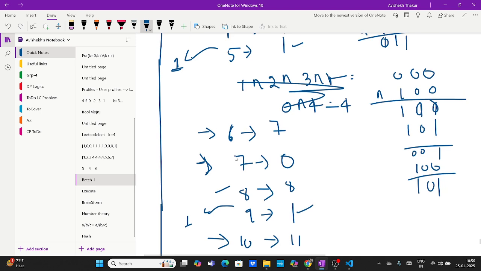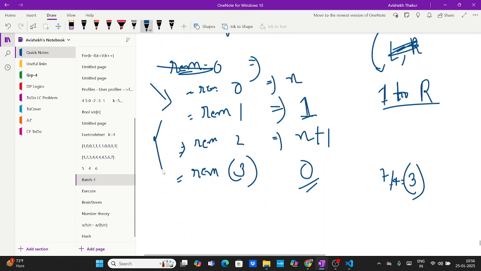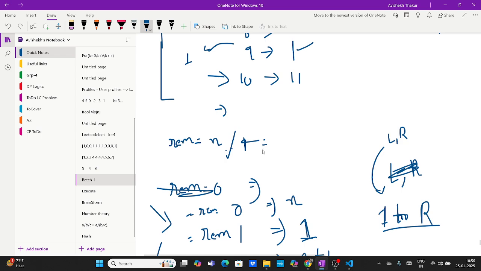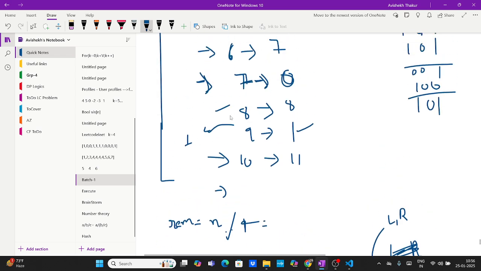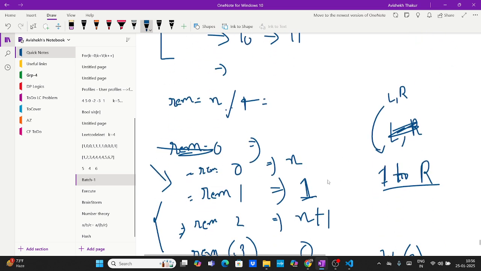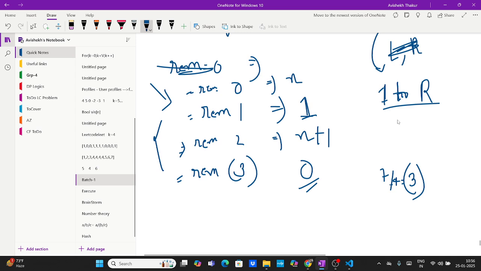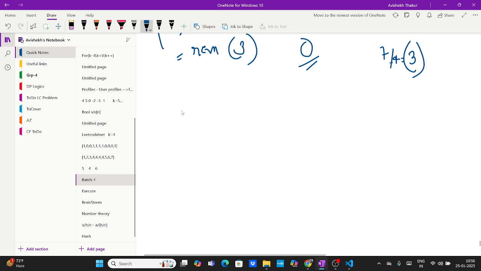So did we get this in constant time by seeing this pattern? Sorry to interrupt, but I just want to make sure. Is Manan clear on this? Yeah, this is clear, right? Now you guys got to know from 1 to R, correct? The question they asked is L to R.